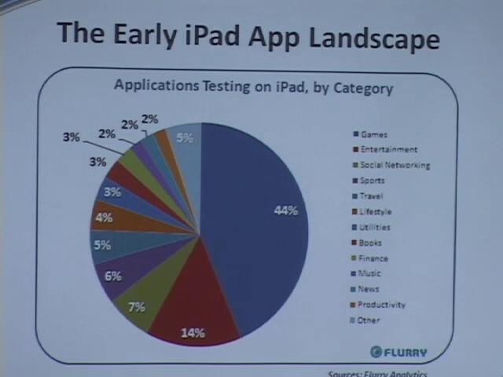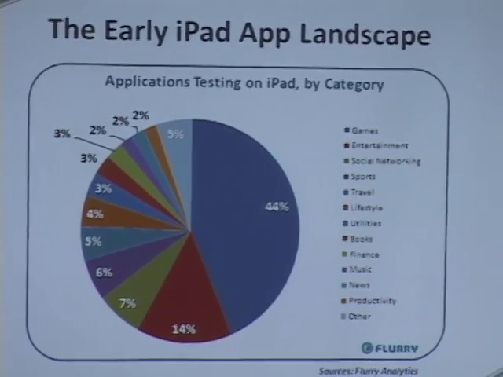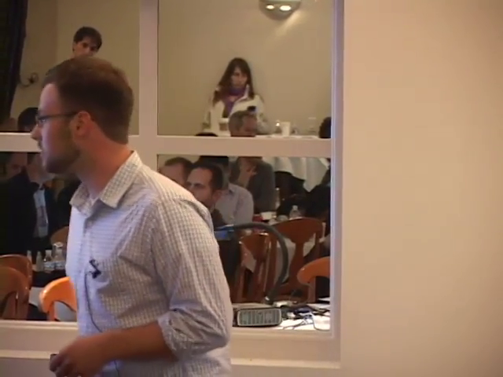What's the 44%? 44% is games. Of the applications testing on the iPad, 44% were in the games category, and that's all the subcategories as well. And 14% is entertainment? Yeah, 14% is entertainment, 7% is social networking, sports just behind that at 6%, travel at 5%, and then lifestyle, utilities, books, all much smaller, and music, news, productivity at the smallest. So that's really a brief example of what we've seen so far.